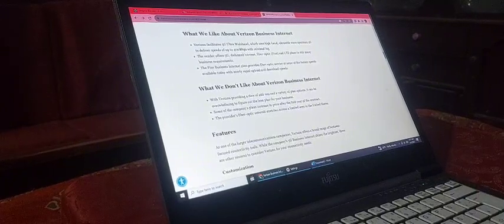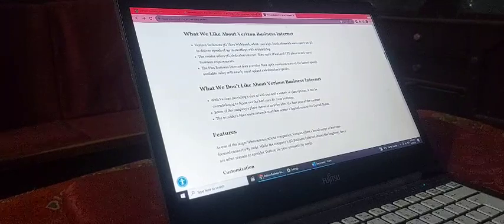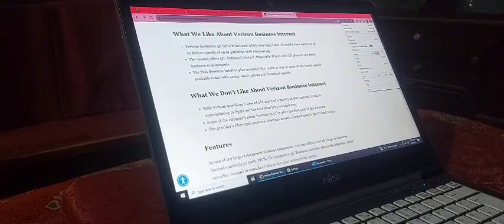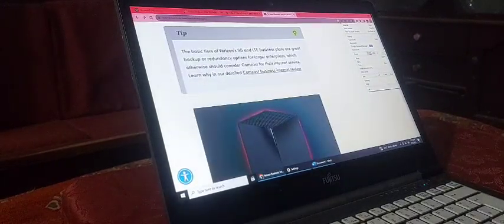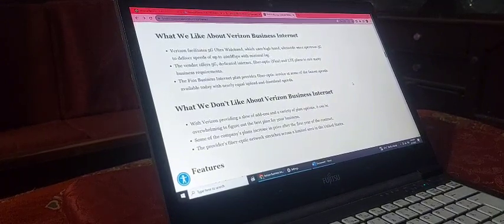What we like about Verizon business internet? Verizon facilities 5G Ultra Wideband, which uses high band ultra wide wave 5G to deliver speed up to 400 Mbps with low latency. The vendor offers 5G, dedicated internet, fiber optic and LTE plans to suit many business requirements. The Fios business internet plans provide fiber optic service at some of the fastest speeds available today, with nearly equal upload and download speed.